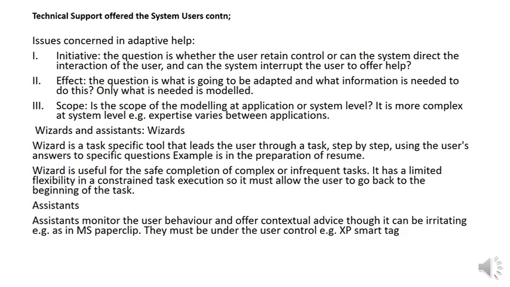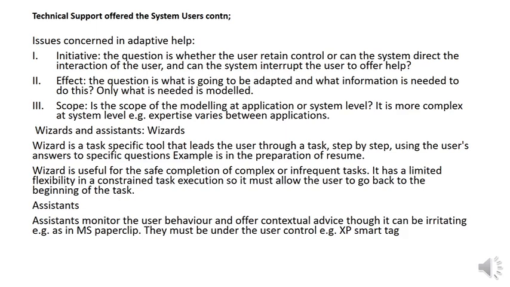Effect. The question is what is going to be adapted and what information is needed to do this. Only what is needed is modeled. Scope. Is the scope of the modeling at the application or system level? It is more complex at system level, e.g. expertise varies between applications. Yes, we have different experts depending on the application, in which the expert can add wizards and assistance wizards.